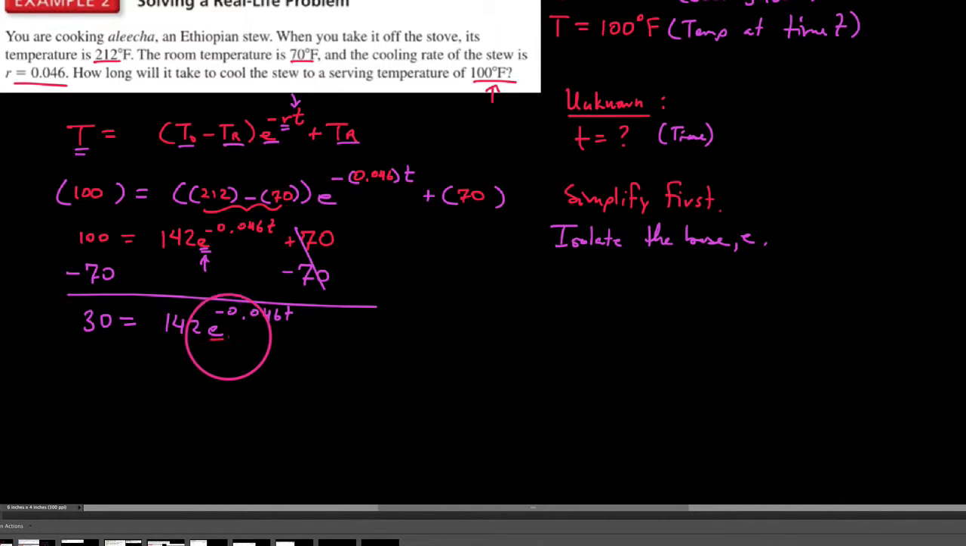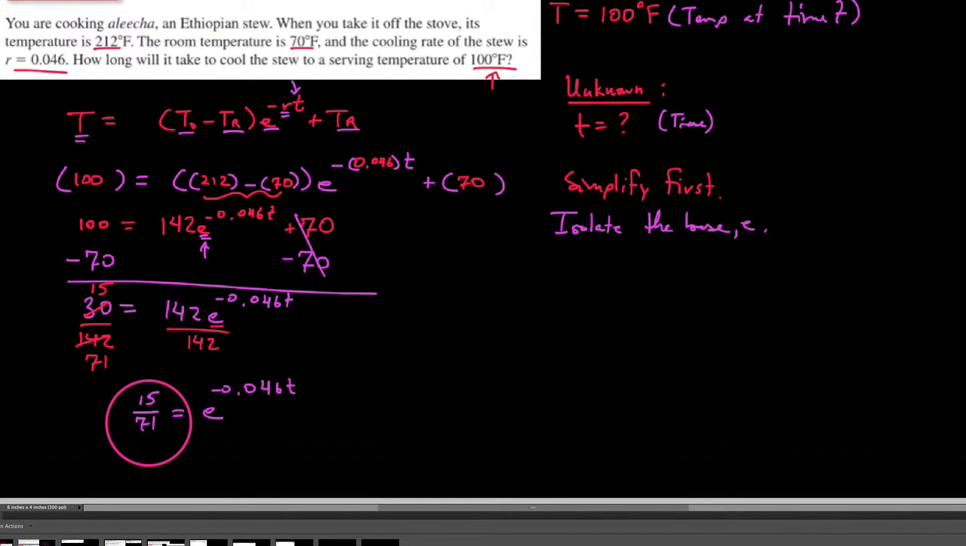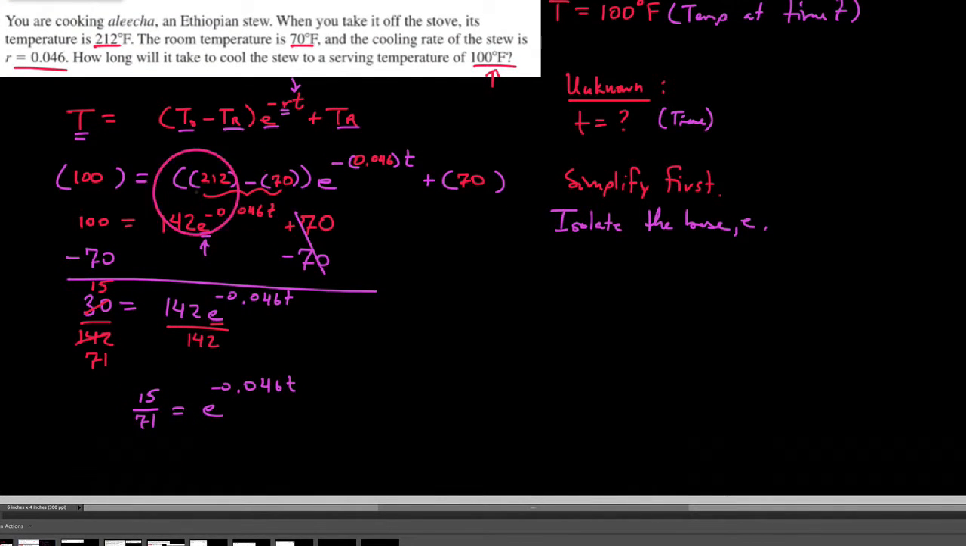Now the next move to get e to the power by itself is to divide both sides by 142. Here's the best advice I can give you: when you're solving exponential equations, use fractions over decimals. So I'm going to reduce these. They both have a factor of 2, so 15 here, and half of 142 would be 71. We could say that 15/71 is equal to e to the power of negative 0.046t. The reason we keep this as a fraction is that it allows us to use exact values instead of decimal approximations.